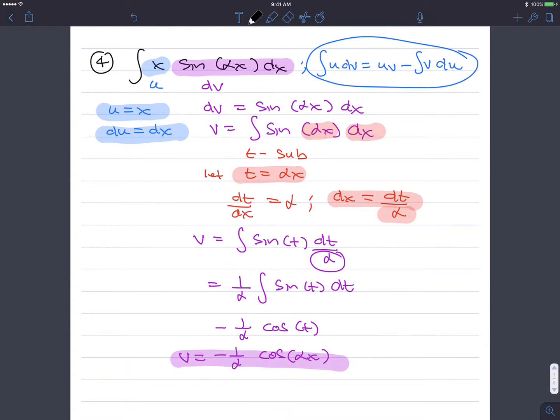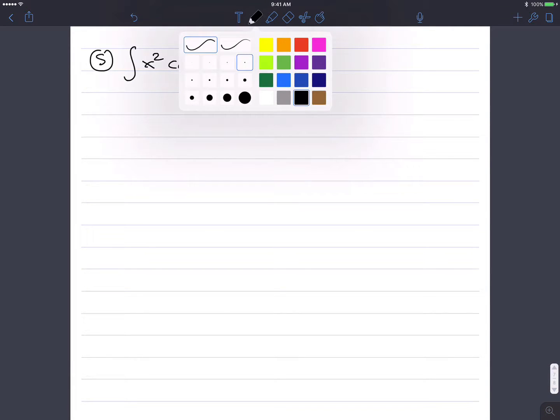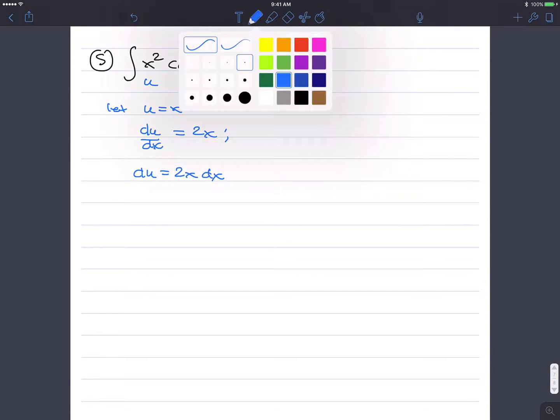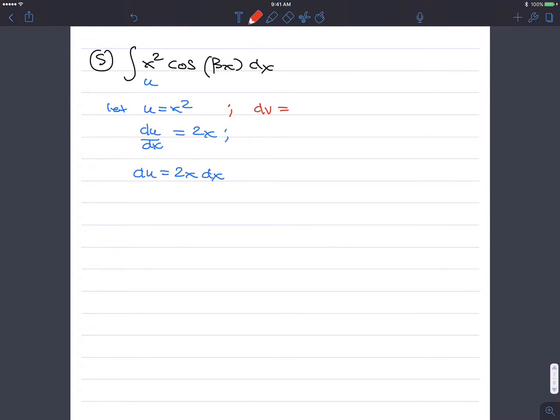Let's double check something here. Okay, number 5. We're going to try to integrate a more complicated question: x squared cosine beta x dx. Again, u will be x squared, which means du dx is 2x, or du will be 2x dx. dv is cosine beta x dx, so that v will be the antiderivative of cosine beta x dx.